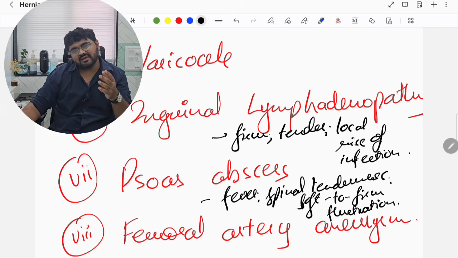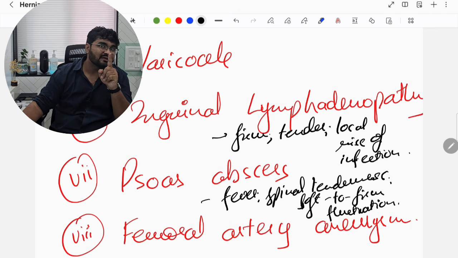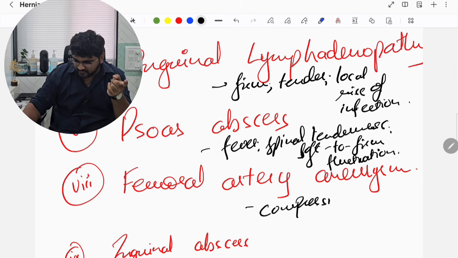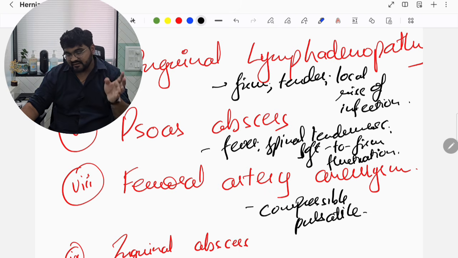Then a rare diagnosis would be femoral artery aneurysm. The swelling per se won't be reducible, but it will be compressible. So compressible swelling and pulsatile. Okay, this is another hallmark which will tell you that this patient might have a femoral artery aneurysm. And there is one more thing.